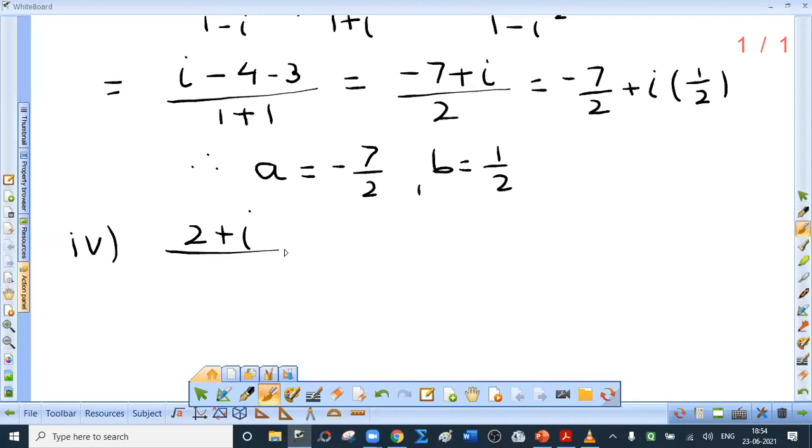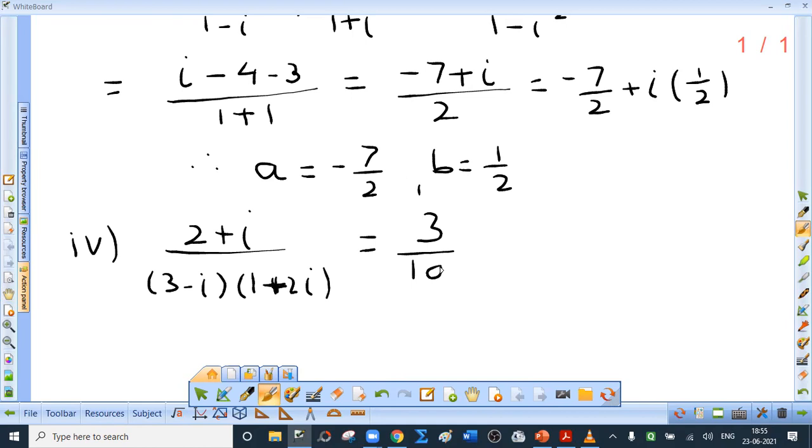Next one. 2 plus i. I think I should give this for homework. Now you will say, sir, but we have started and we have finished 50%. So complete that in that case. I'm writing the final answer.